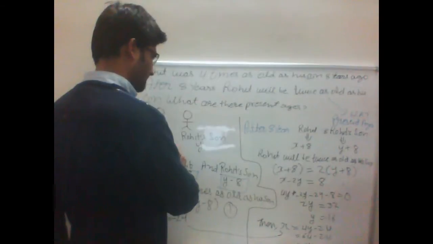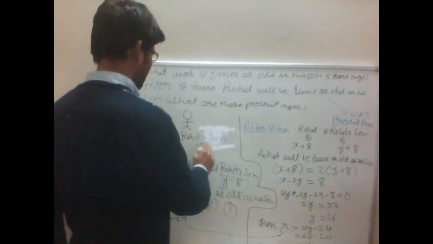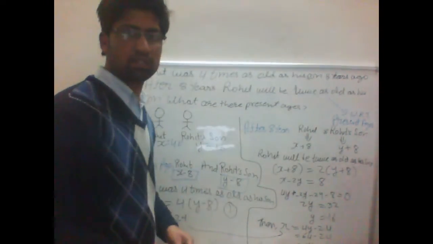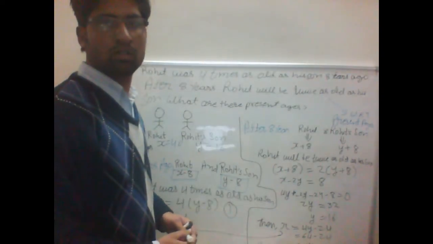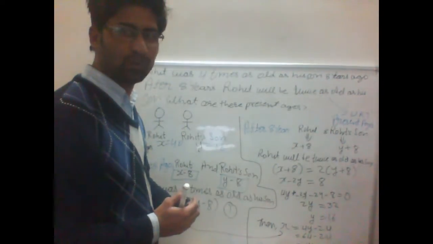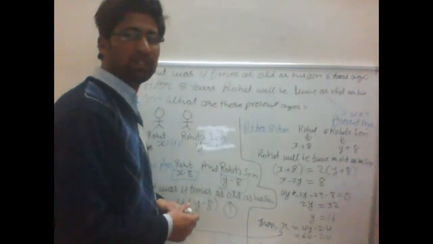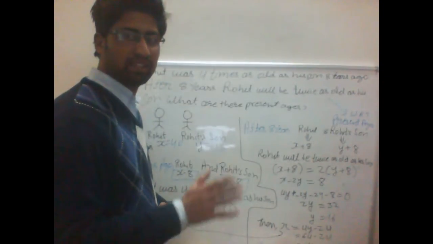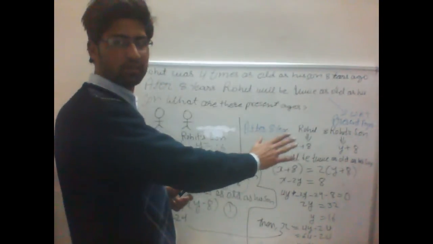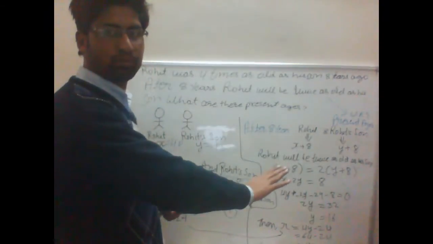X is equal to 40 and Y is equal to 16. Was it difficult? No, it is not, because one thing is clear, that we are traveling with respect to the present time frame.